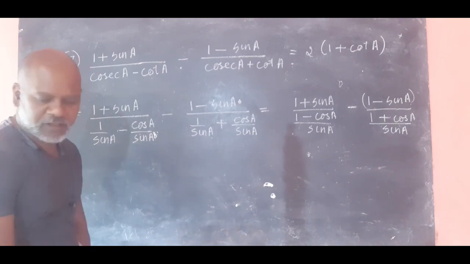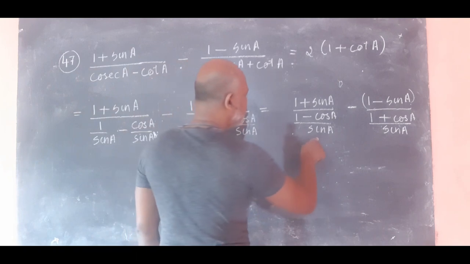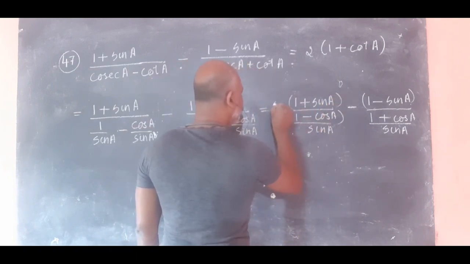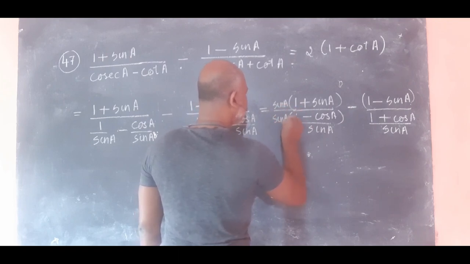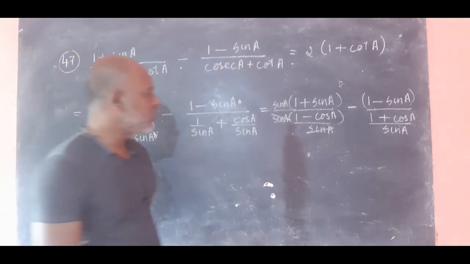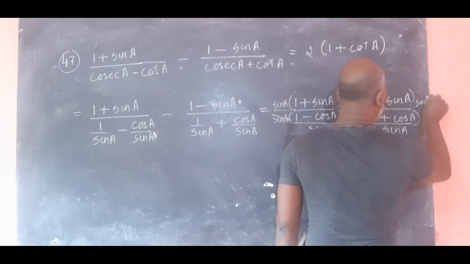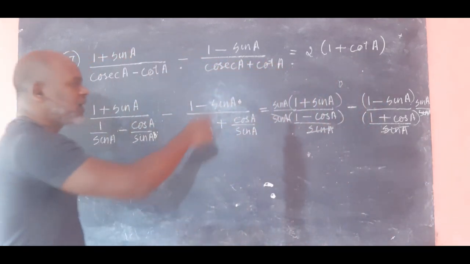So now how to simplify this? This sin a will go up. How can we do that? We will multiply a sin a here and a sin a here, so this sin a will get cancelled with this, and as a result this goes up. Similarly here also we can multiply sin a on the numerator and sin a on the denominator. So these two cancel out, and as a result we have sin a on the numerator.